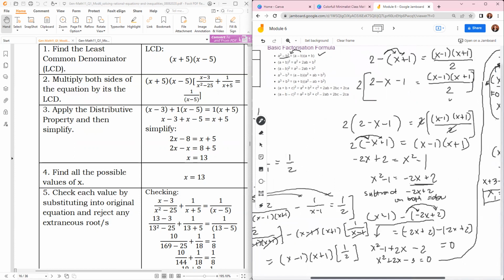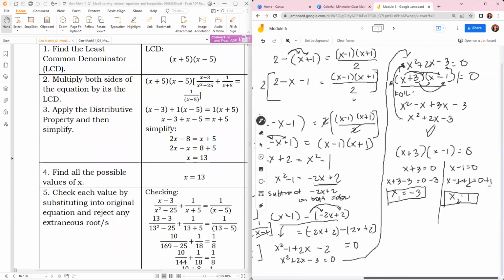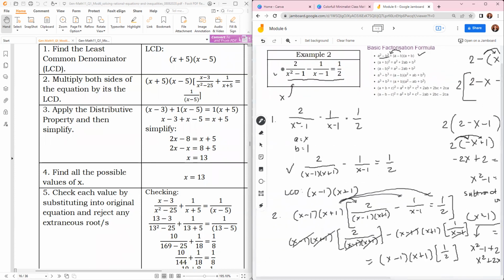And what we're going to do is check these values, x1 and x2, by substituting them back into this formula.